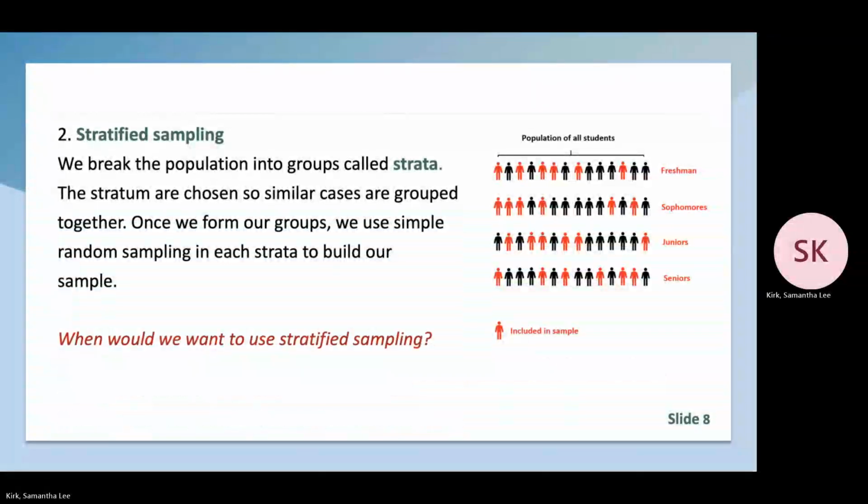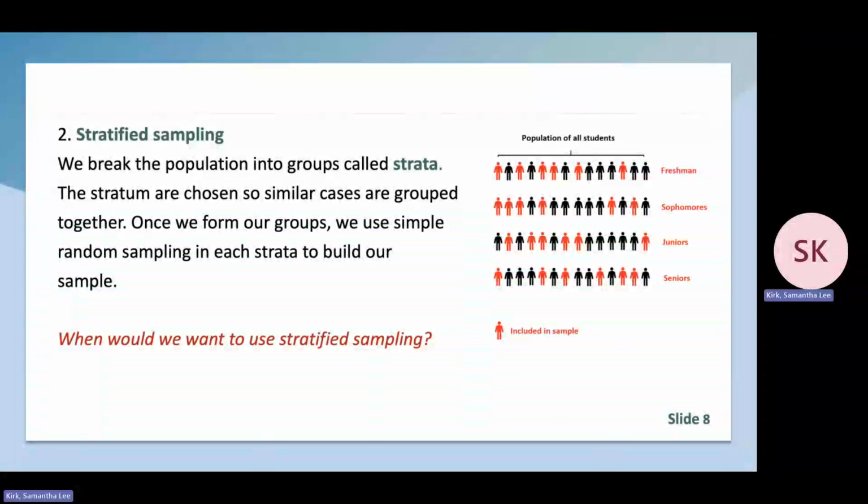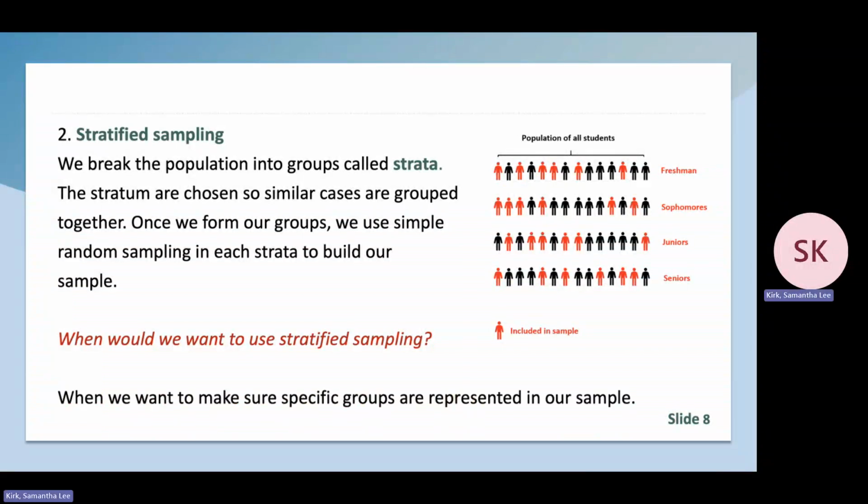When would we want to use stratified sampling? So you see that instead of just having a whole population and using simple random sampling, like our first method, we're breaking the population into 4 groups here, the freshmen, sophomore, junior, and seniors, and then we're using simple random sampling. It seems like an extra step. Why would we want an extra step? And the reason is we may want to make sure certain groups are represented in our sample.